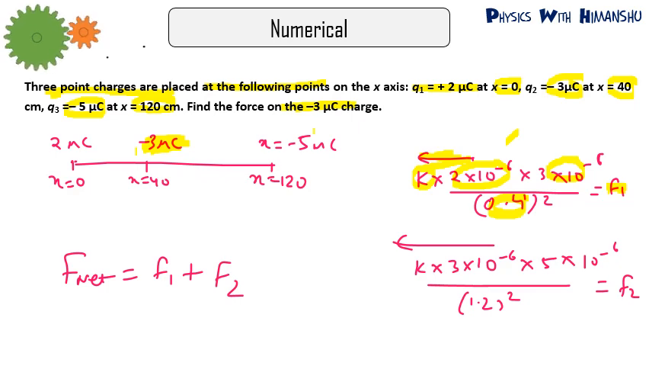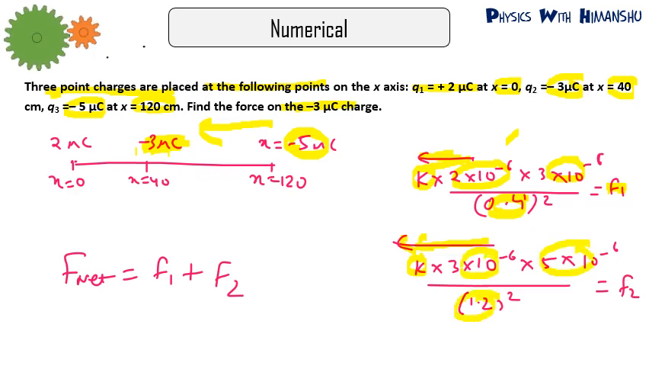Similarly, minus 5 microcoulomb will also apply a force. Minus 5 microcoulomb is negative, minus 3 microcoulomb is negative, so this will repel it. So the force will be along that side, and the value of force will be K into first charge into second charge divided by square of distance. 120 divided by 100 becomes 1.2.